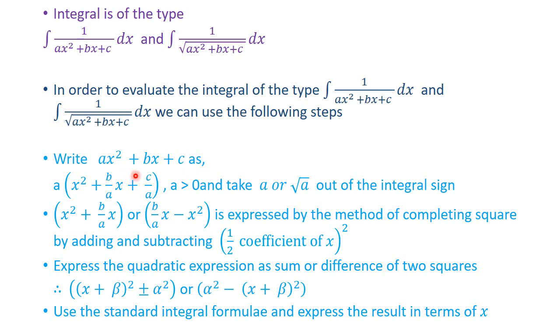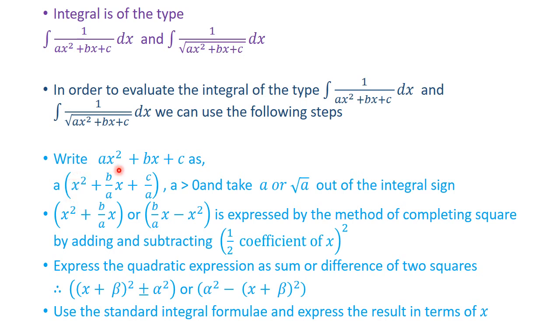Now a should be greater than 0 because here we are dividing by a, therefore it should be free from 0. Okay, and here if the term is of this type, then we can take a common, and if the function is in root, then we have to take root a out of the integral sign. Okay, very easy. You are very scholar students, you will get that very easily. I hope that. Now this remaining bracketed terms, what about them?